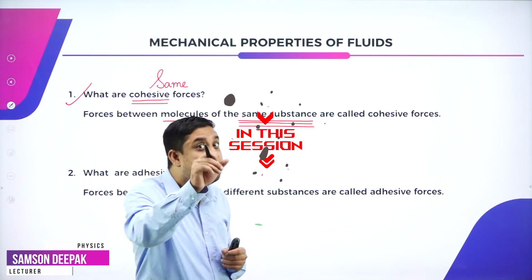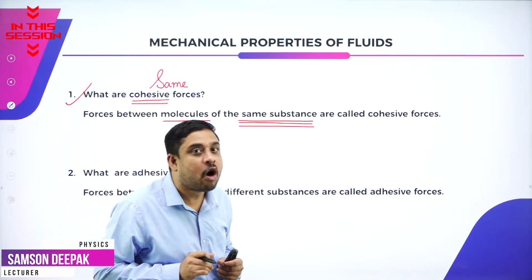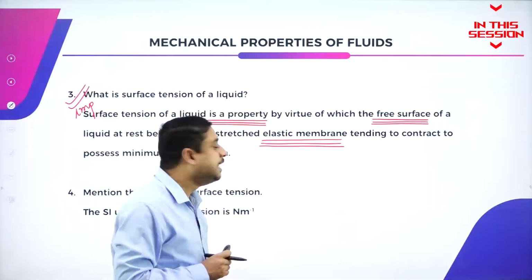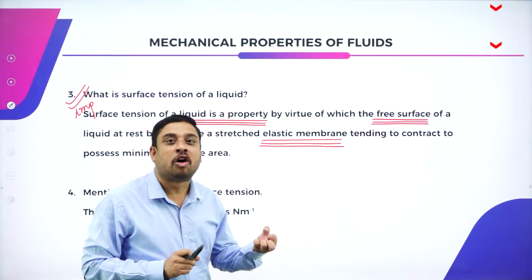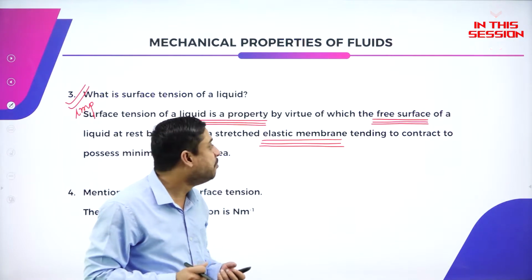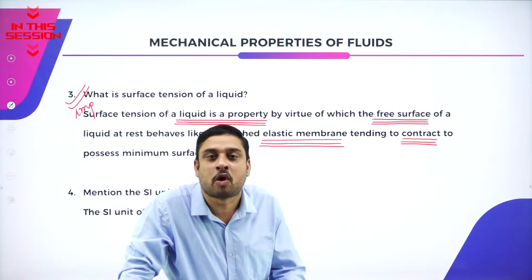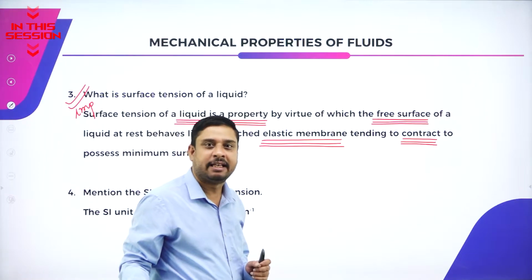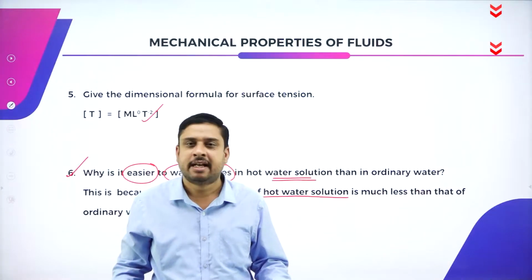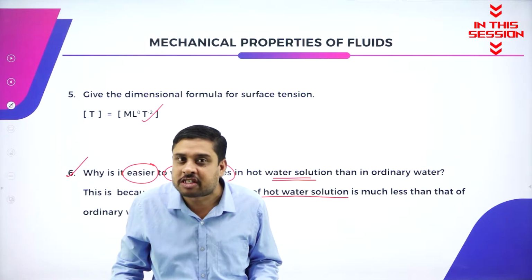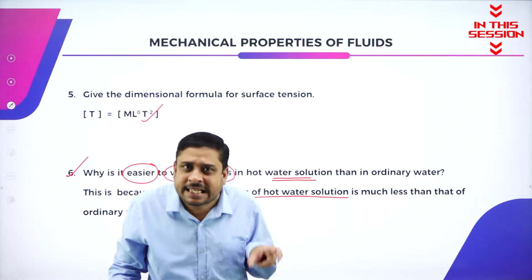Cohesive force is basically responsible for surface tension, tending to contract or to have minimum area. So the membrane contracts, it tries to possess minimum area. When you compare the surface tension of hot water, it is primarily less.